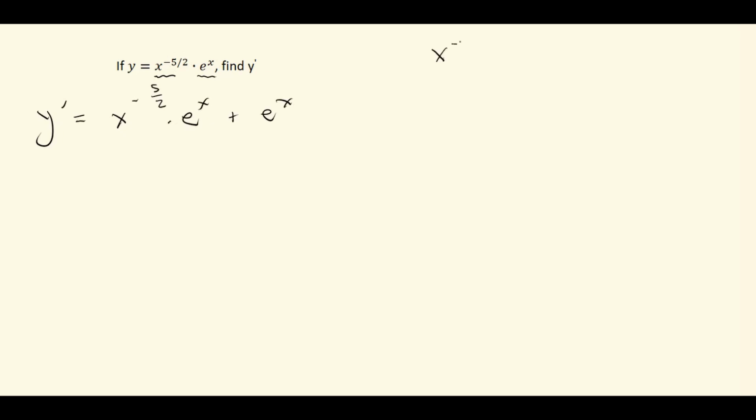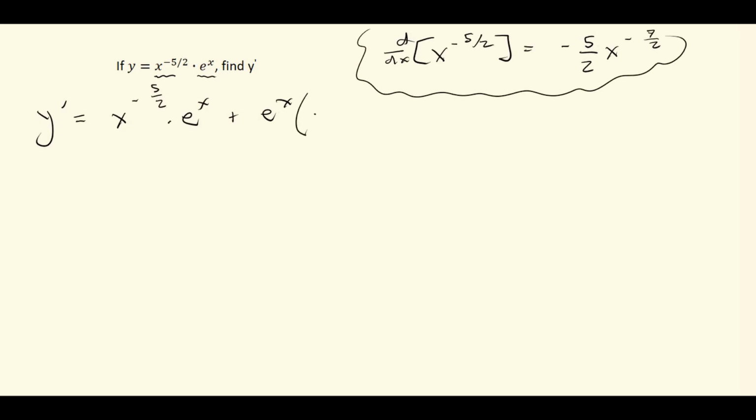So x to the negative 5 halves, its derivative using the power rule will give us negative 5 over 2 times x to the negative, we're going to minus 1 from here, so we're going to minus 2 over 2, which will give us negative 7 over 2. So times negative 5 over 2 x to the negative 7 over 2.